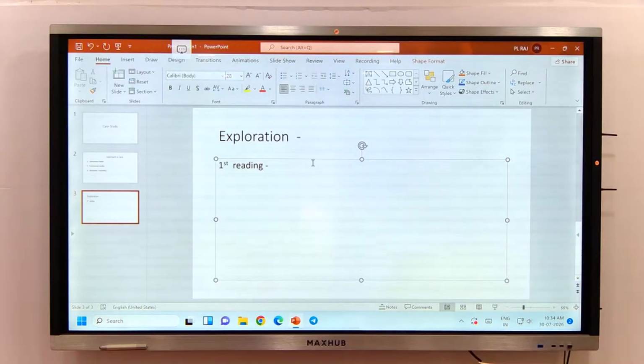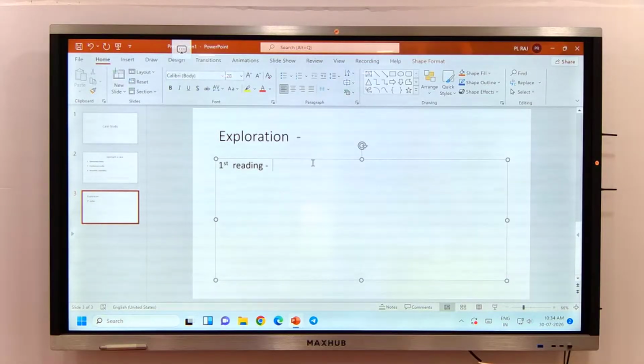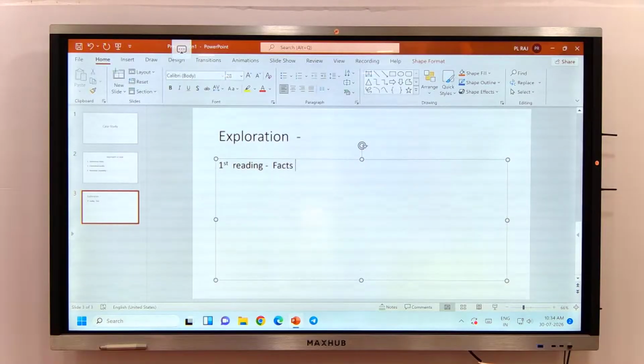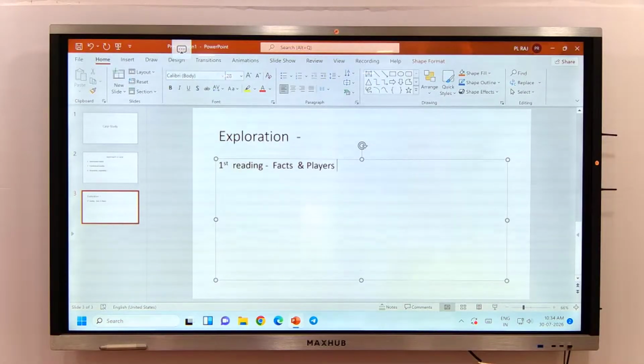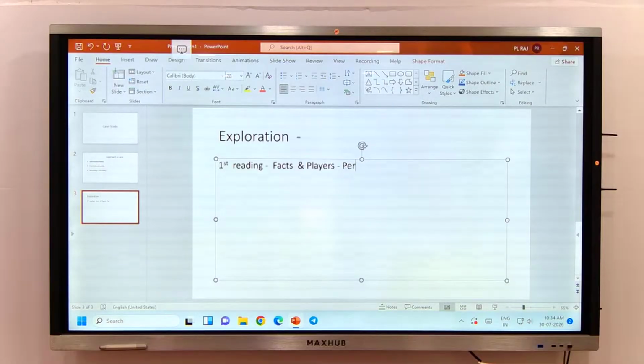In the first reading we have to recognize the facts of the case, the facts on the players of the case. The facts, that means the personalities.